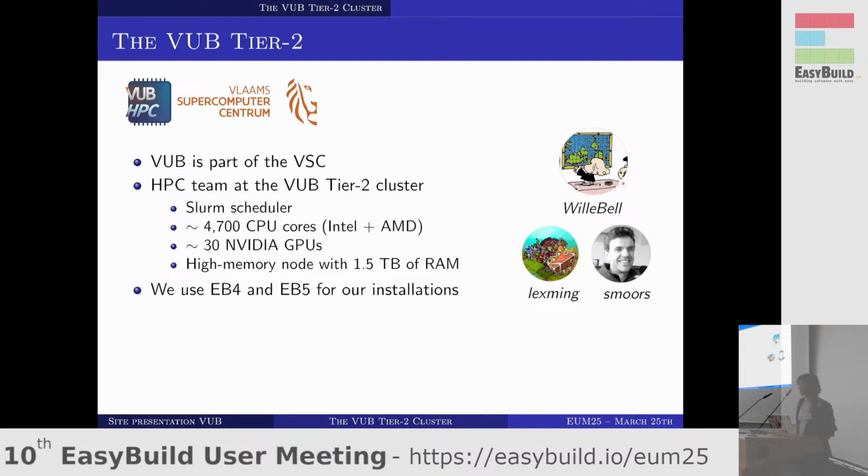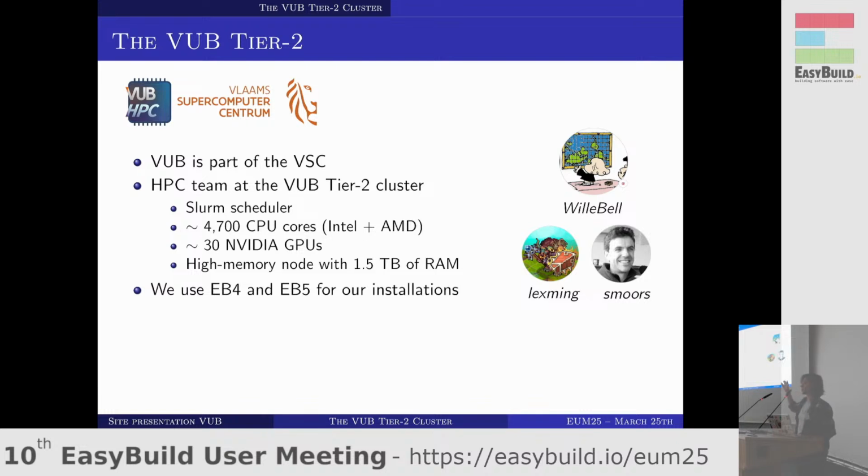Next slide. So the VUB is part of the VSC, the Vlaams Supercomputer Centrum, which also includes other universities in Belgium, such as the University of Ghent or the University of Antwerpen. Our cluster is a university cluster. The users are mainly students and researchers. And we have an HPC team. I work with Alex and Sam, that you very likely know because they're very famous in the community.